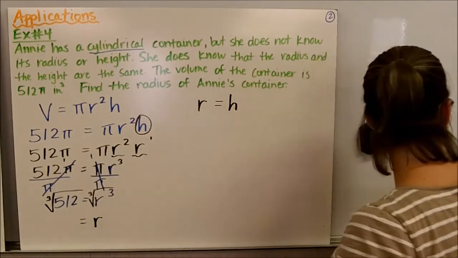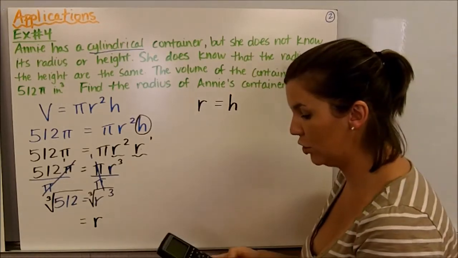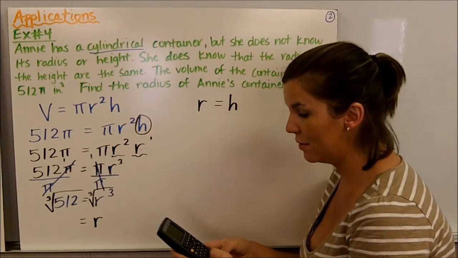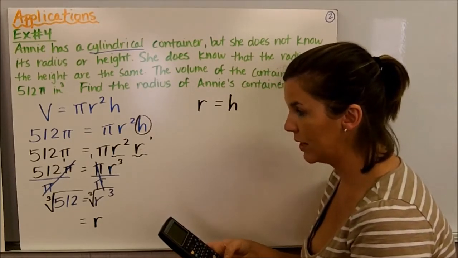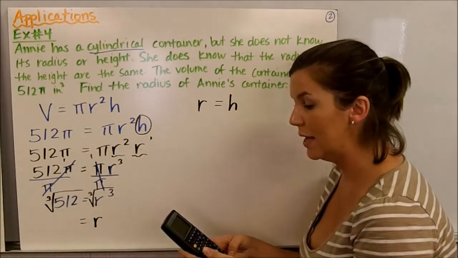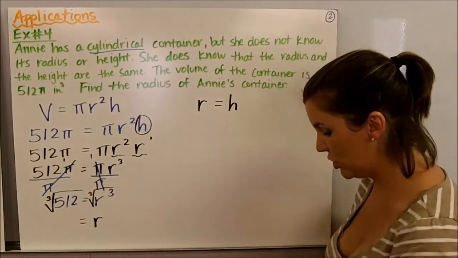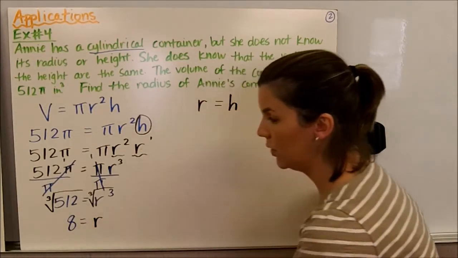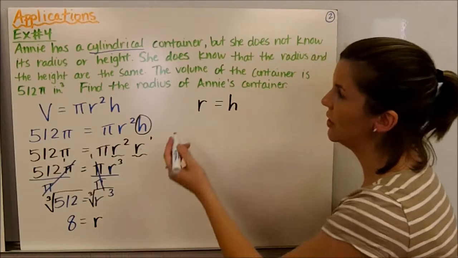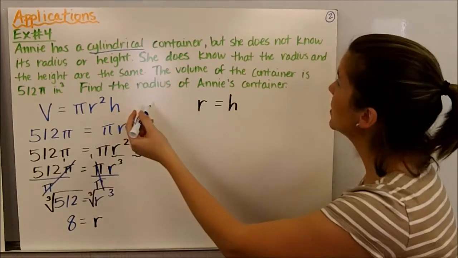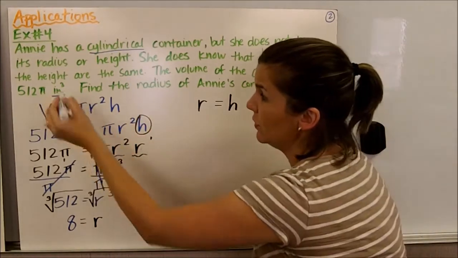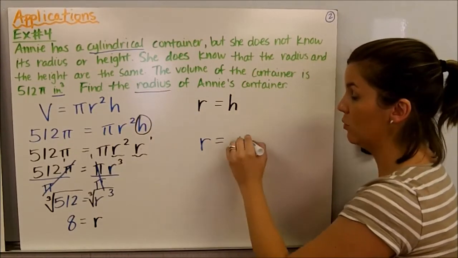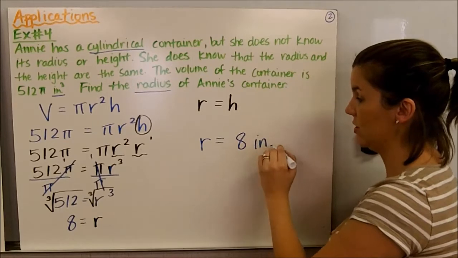So let me get my calculator. The cube root, if you press 3, math, 5, and then type in 512 and press enter, you should get 8. Now we need to include units on this because it's a word problem and they were given to us. So it says inches. The radius is equal to 8 inches for this container.